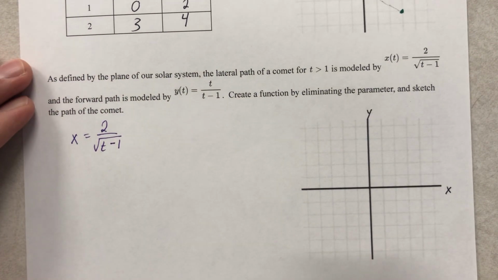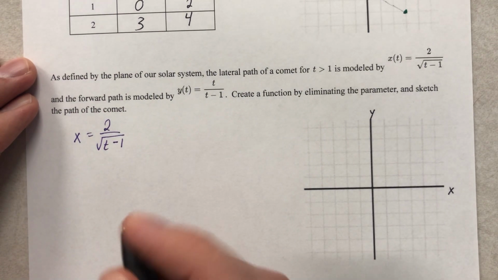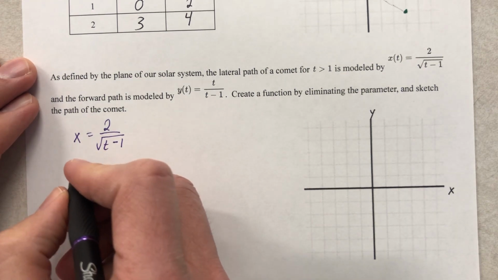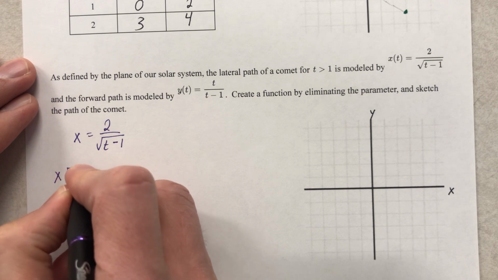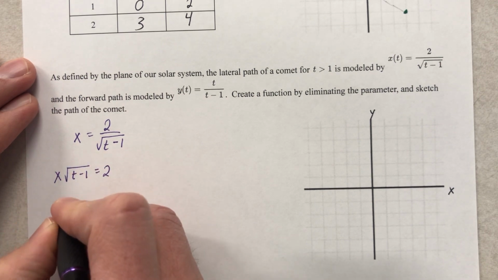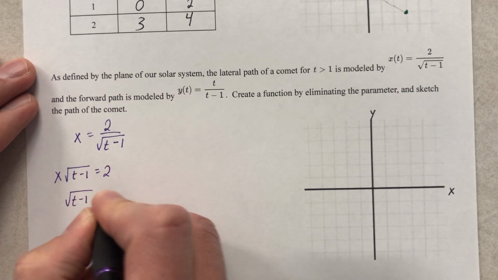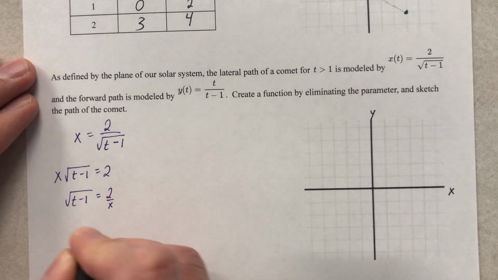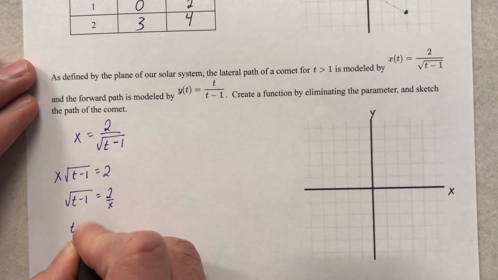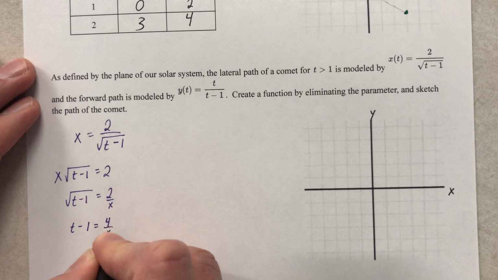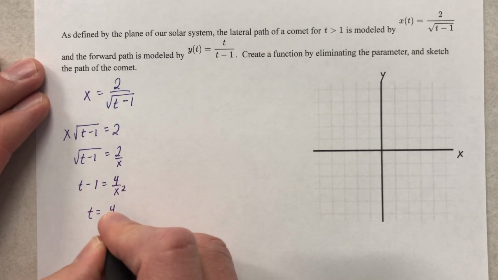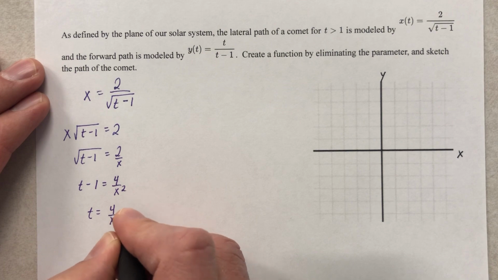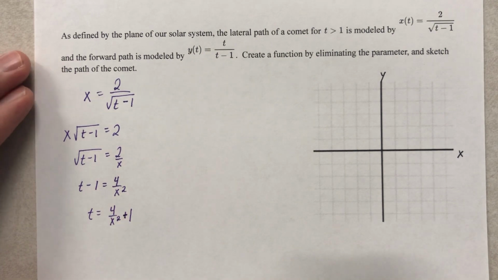We're going to try to solve this for t. So let's cross multiply. X times the square root of t minus 1 is equal to 2. So the square root of t minus 1 is equal to 2 over x. We will square that. We have t minus 1 equals 4 over x squared. And then t is equal to 4 over x squared plus 1. Hey, we got t all by itself.